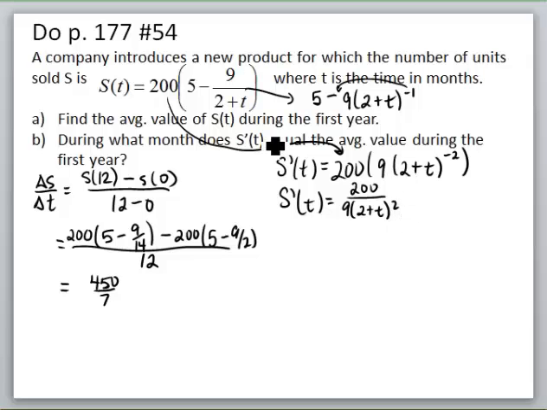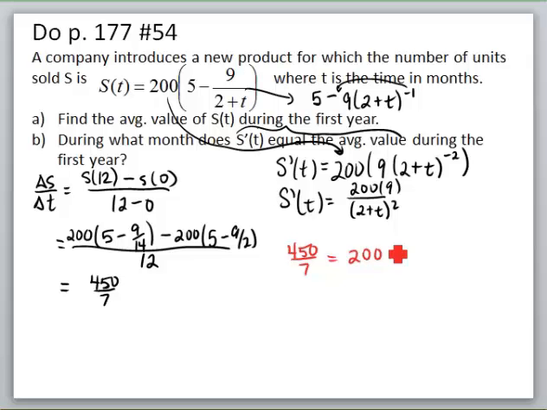They want to know where S prime of t equals the average value. So where are these two equal to each other? I'm going to set those two equal to each other. I'll take 450 over 7 equal to 200. Oh, and I didn't write this one right. I just realized that back here. I need to go back and make a correction. This 9 should not be on the bottom. This 9 should really be on the top. I apologize for that.